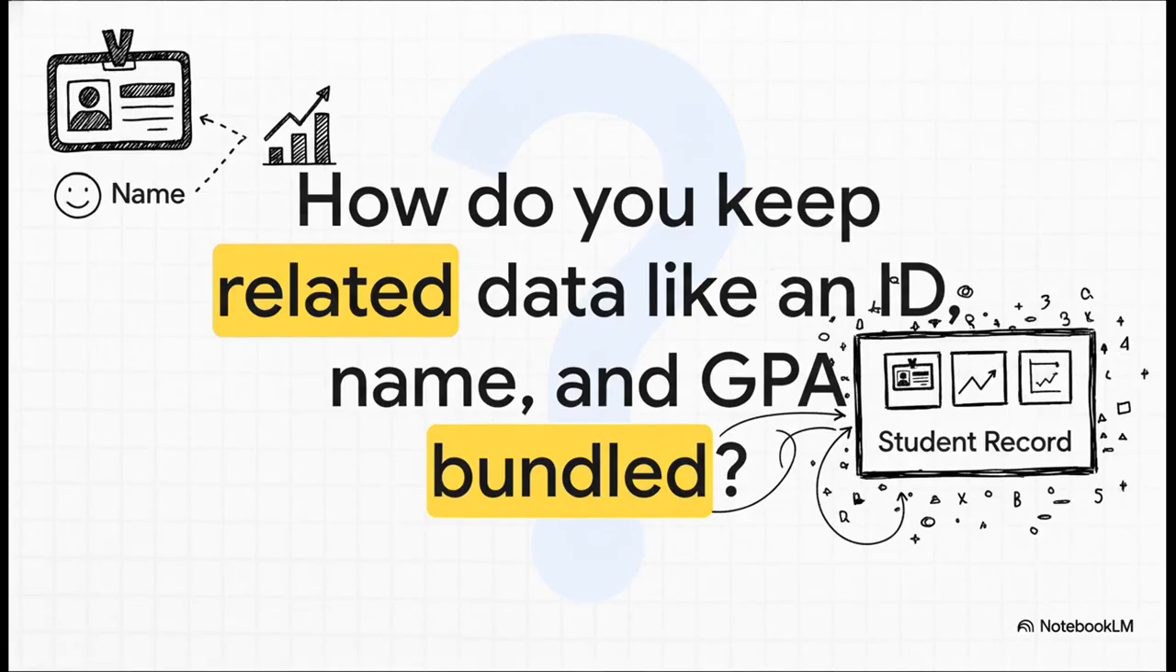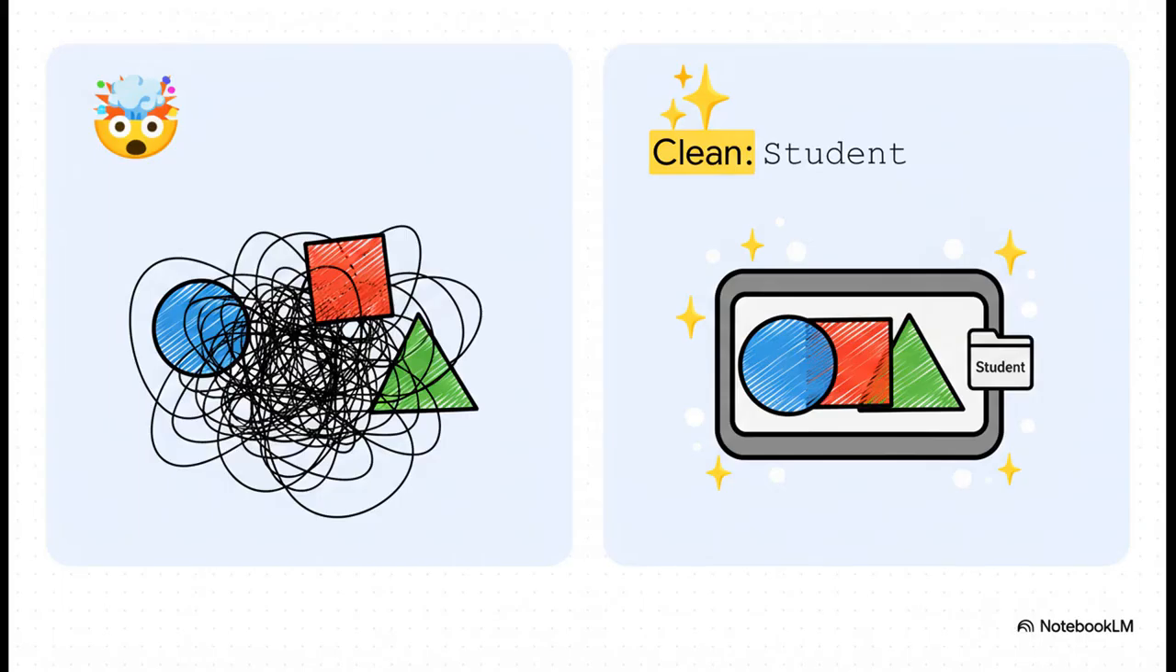All right, so let's kick things off with a classic problem, right? Imagine you're building a system to track student records. You've got an ID, a name, a GPA. How are you supposed to keep all of that related information together for one student, let alone a whole class, without it becoming a complete and total mess? And this is exactly what I'm talking about. On the left, you see that chaos, just a tangled mess of separate variables you have to keep track of. But on the right, that's our goal. One single, clean container that holds everything related. That is the elegance we're aiming for.